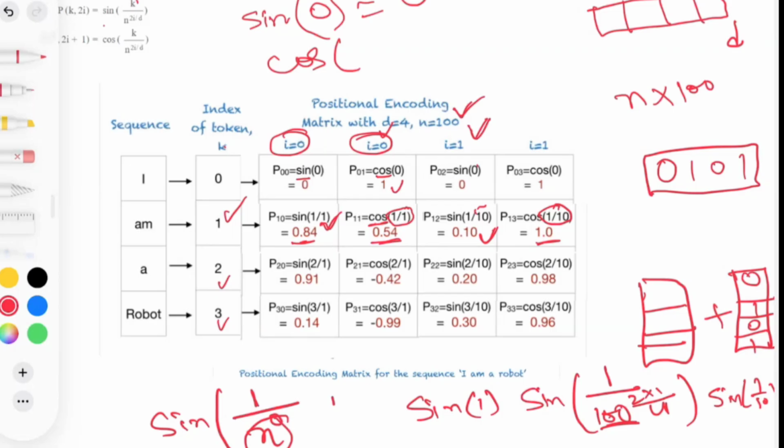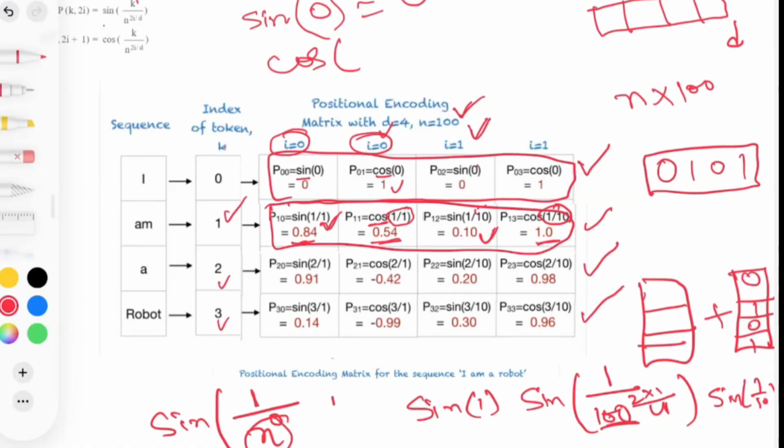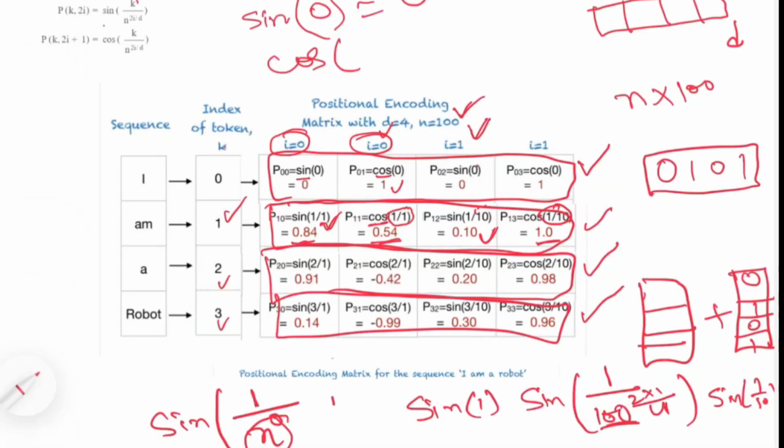So in this manner, you can calculate the vector for each position. So this is for the 0th position, then first position, then second position, then third position. And now if you see it, every position has distinct values. You can see here, everyone is giving you a distinct value. And now you add it to the original embedding vector, and that will incorporate the positional embedding.